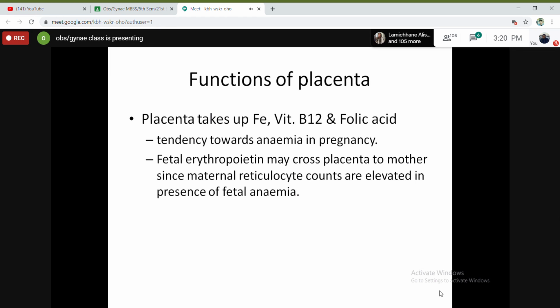The placenta also takes up iron, vitamin B12, and folic acid as well. Because of that, there is a tendency for anemia in pregnancy. The fetal erythropoietin, which helps in taking up iron by the fetus, crosses the placenta to the mother, and so there is presence of increased maternal reticulocyte count in the presence of fetal anemia.